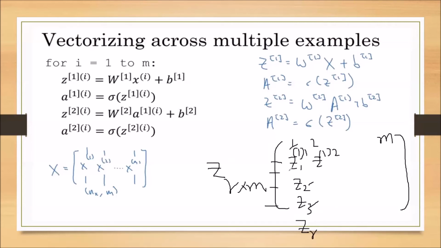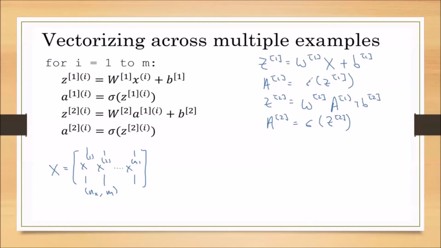This represents the first layer Z. This also represents the first layer Z, but this is for the first training sample and this is for the second training sample. And this is the first layer Z for the first training sample, but this represents the second activation unit Z. This is how we have vectorized the capital Z also.